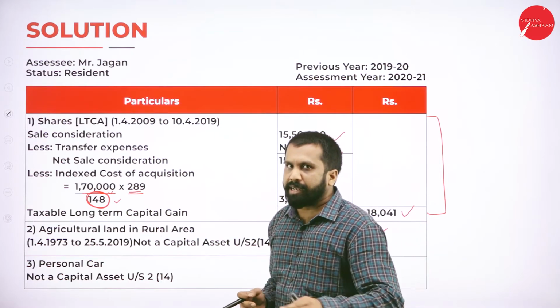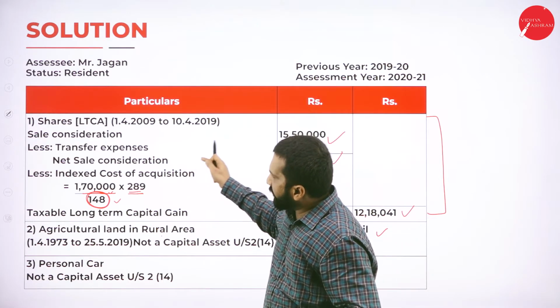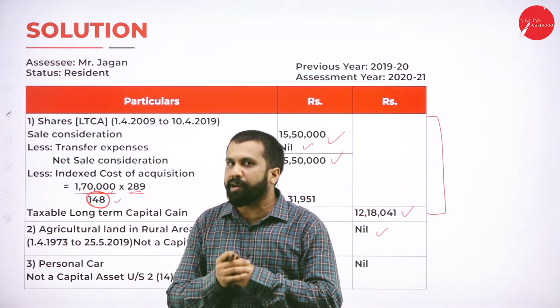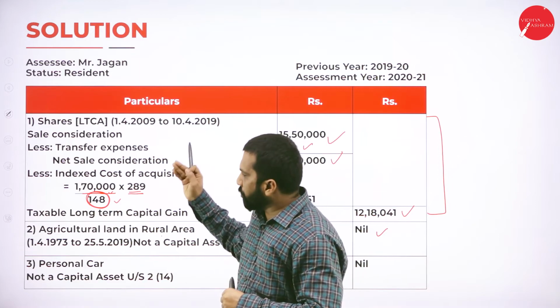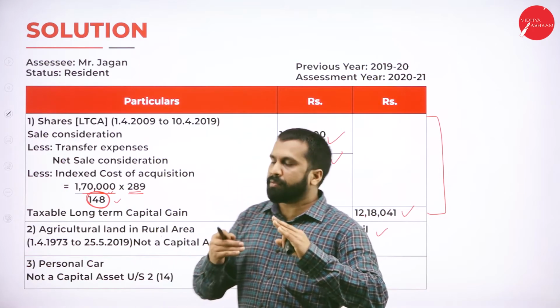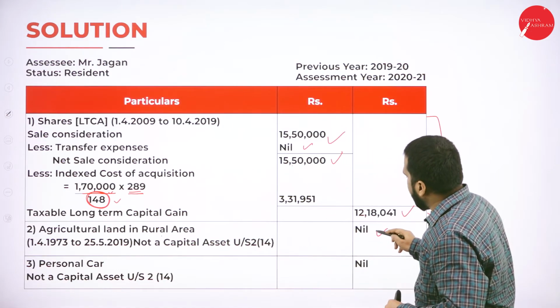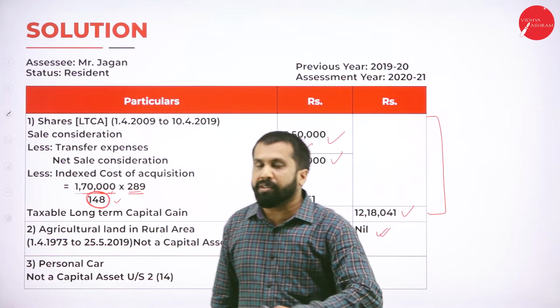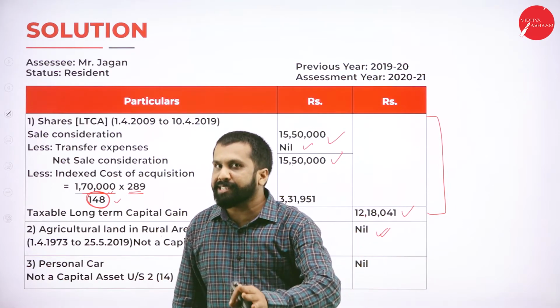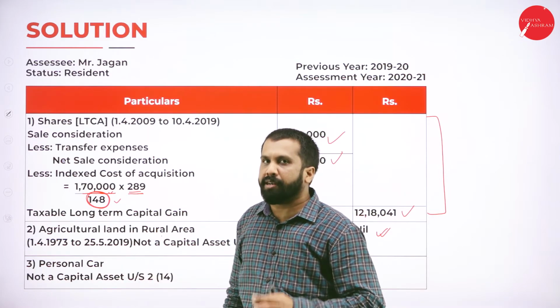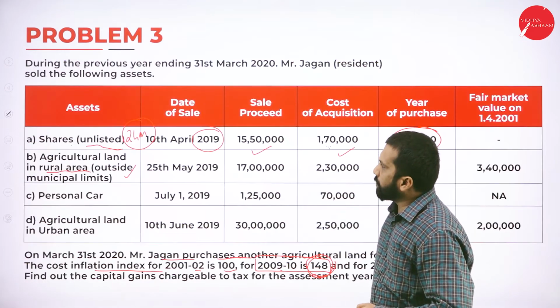No formulas, nothing. Take the selling price minus the purchase price. That is only your capital gain. Almost we have completed your capital gain. We are just doing revisions now. Agricultural land is nil. Why? Because any agricultural land in a rural area, we don't consider as a capital asset. If it is not a capital asset, it will not come in. Clear? Yes. We'll go for the third one.